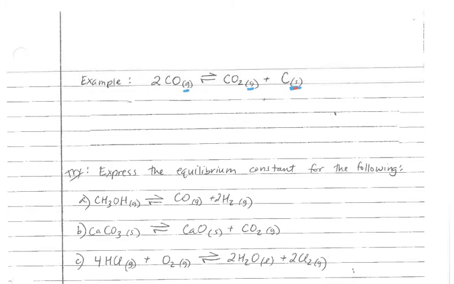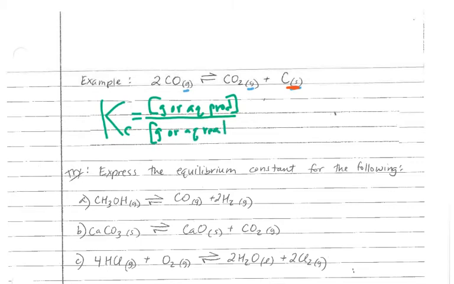All right, we'll make that different, okay? So remember, solids do not have a concentration, so they're not going to go in our equilibrium constant expression. The equilibrium constant is the products over the reactants, but only the concentration of gas or aqueous products over gaseous or aqueous reactants.